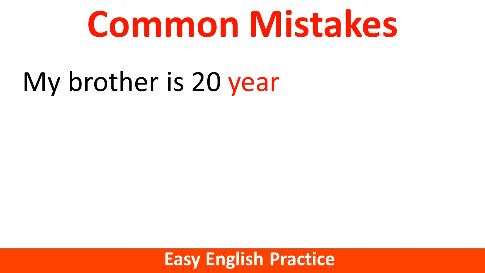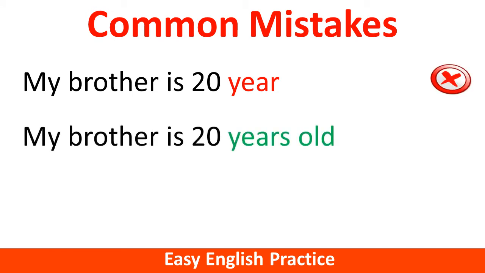My brother is 20 years. The correction is, my brother is 20 years old. When you're using the word year, don't forget to put an S to make it plural, also to add old. In everyday spoken English, you can say, my brother is 20.